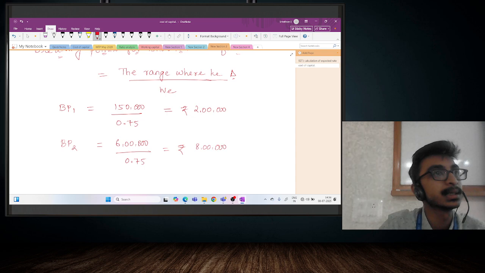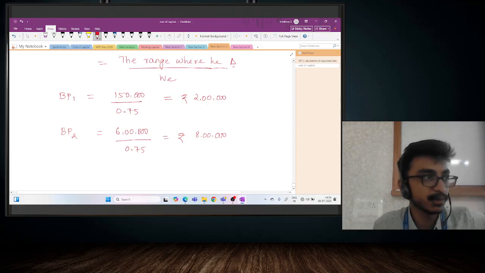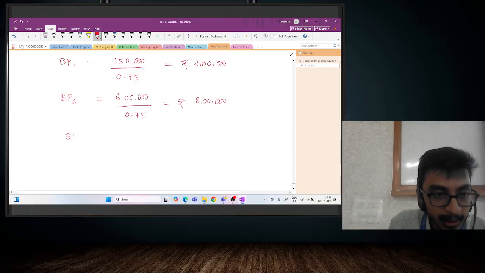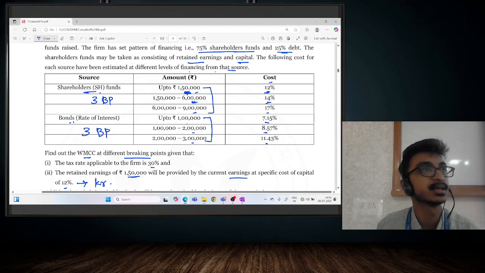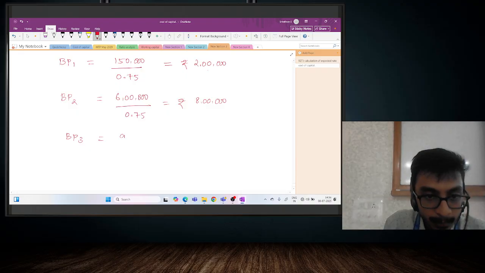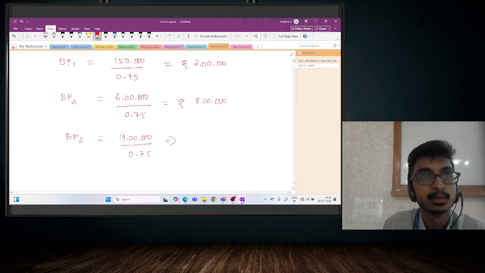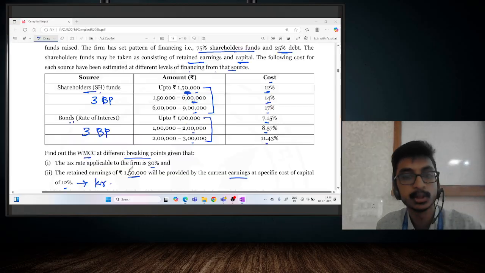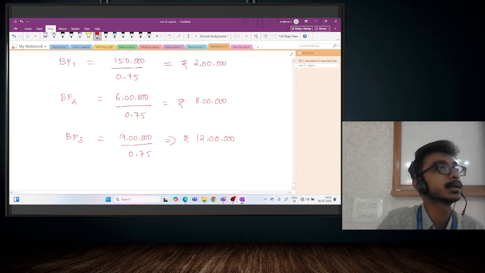Is this point clear to everyone? Did you all understand what we are doing? See, what is this 2 lakh? How to interpret it, we will discuss later. But is the calculation part clear? Next, breaking point 3. You tell me the next range where KE is changing. It is 9 lakh rupees divided by weight of equity, 75%. 12 lakh is the third breaking point. So here we have 3 ranges where KE is changing. So we have calculated 3 breaking points.